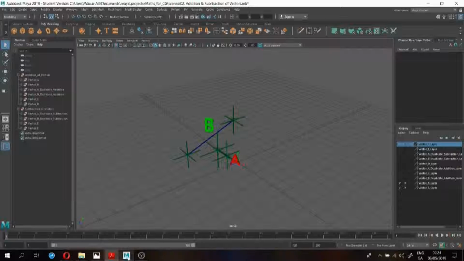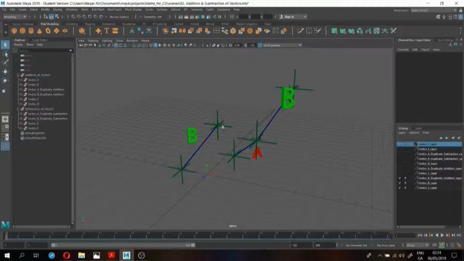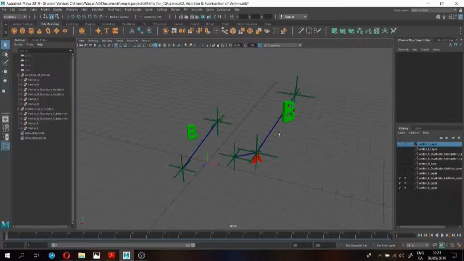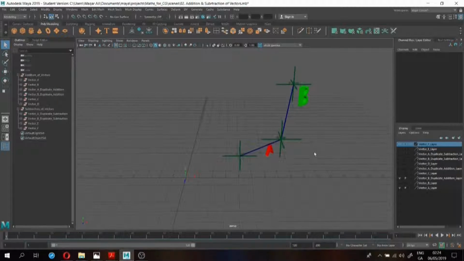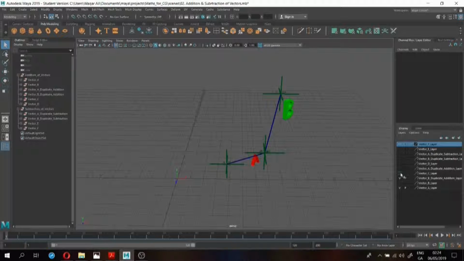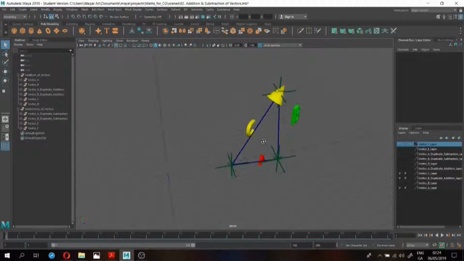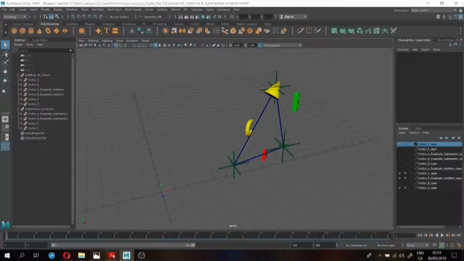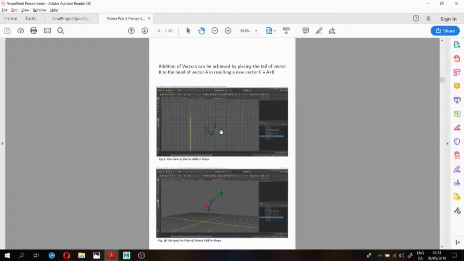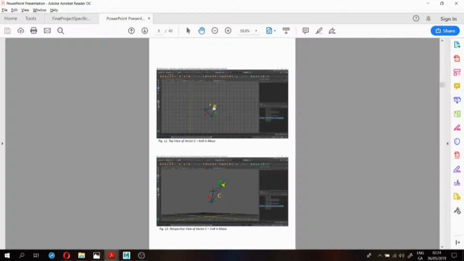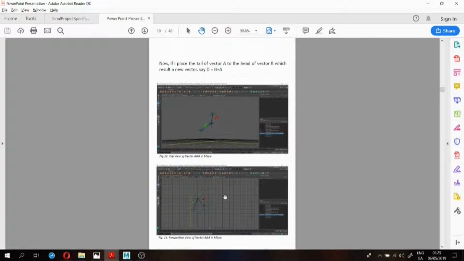So in Maya, I duplicated this layer and placed this copy of vector B on the head of A. I switched off the original vector B, which results in vector C going towards this direction. This is the aerial or top view, and that's the perspective view. The tail of B is on top of the head of A, so you get the vector C like this.